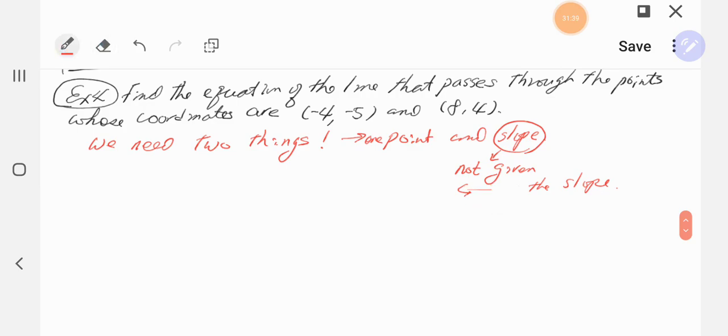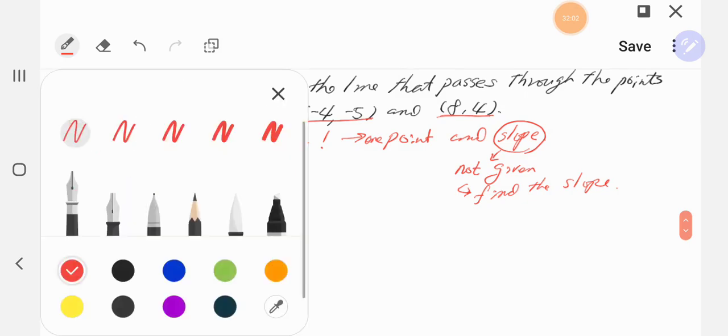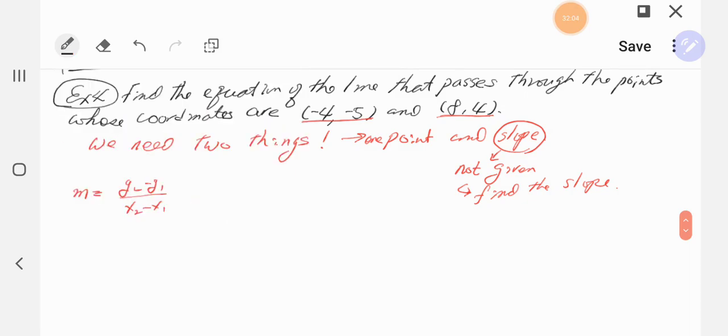So from this, can we find the slope? How do we find the slope? Do we have enough information to find the slope? Yes, we have enough information because since 2 points are given, we can find the slope, right? So m is equal to, what is m? y2 minus y1 over x2 minus x1.